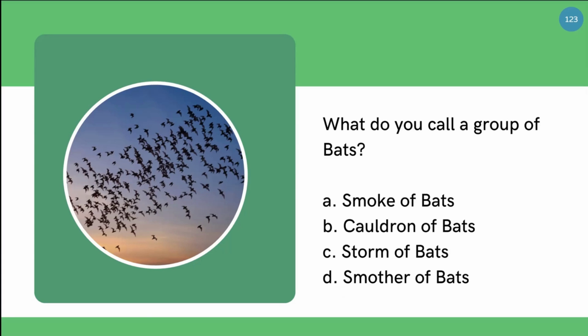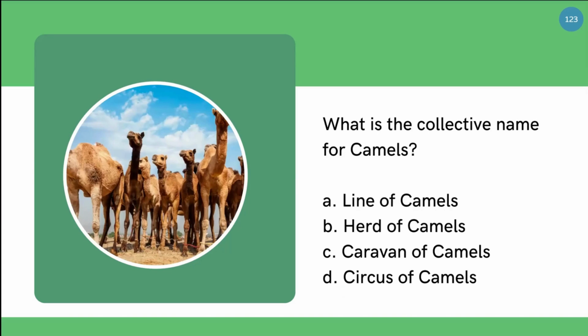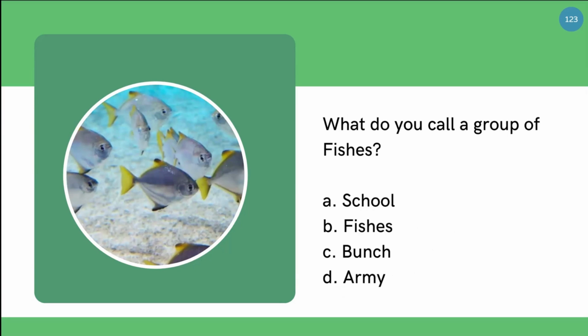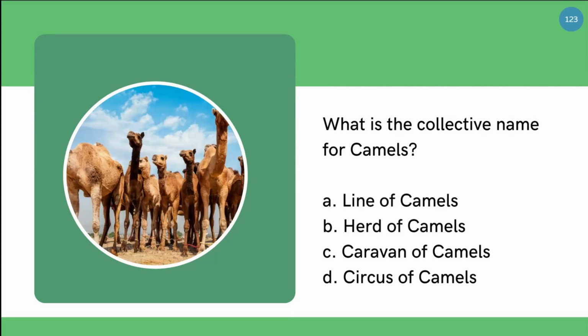Great. So we're gonna quickly revise everything, okay? From the top, what do you call a group of lions? Pride of lions. What do you call a group of fishes? School of fishes. That's right. What do you call a group of camels? Caravan of camels. That's right. Number C, caravan of camels.